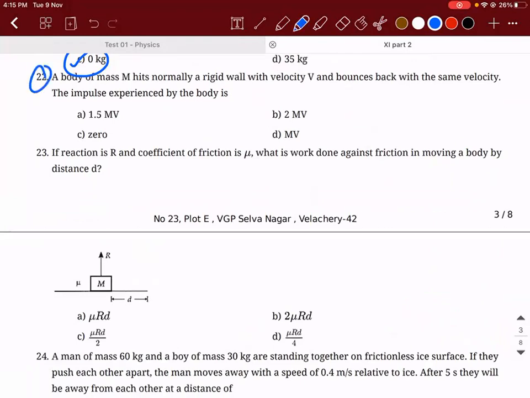There is an object of mass m that hits normally on a rigid wall with a velocity of v and bounces back with the same velocity. The impulse experienced by the object is? Impulse is change in momentum. So the object hits with a momentum of mv and it is bouncing back with the same momentum mv but in a negative direction. So what will be the change in momentum? Minus mv, it will be minus 2mv. Since they didn't say which direction is positive and which is negative, I'm taking this 2mv into consideration.